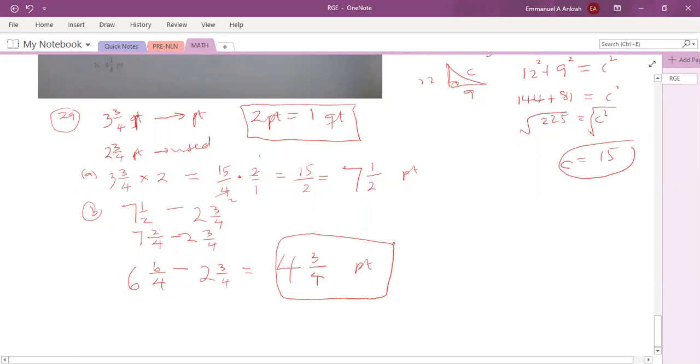So this involves conversion, multiplication and subtraction. Three things in this question. Anybody who has a question on this, take 30 seconds to look at it. If you have a question, you can let me know. All right, so we are all fine with this.